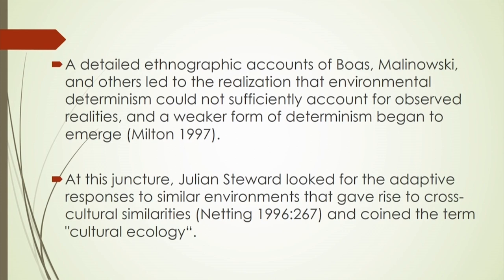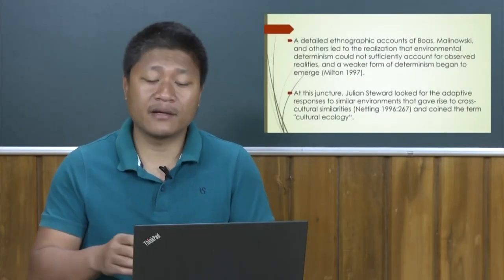Now, at this particular point in time, the works of Julian Steward, who gave much more emphasis to the adaptive mechanism or adaptive responses to similar environments, in a sense gave rise to cultural similarities. And as an alternative to that, he coined a term called cultural ecology. Cultural ecology evolved from environmental determinism, because ecology has to be seen in relationship with human culture.